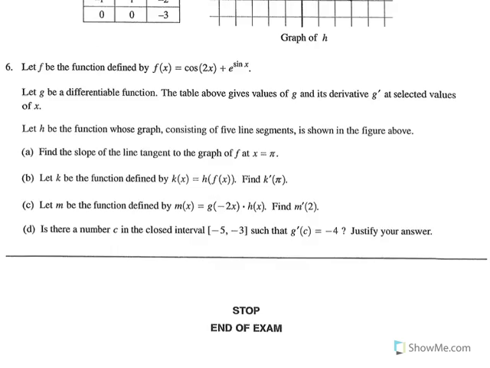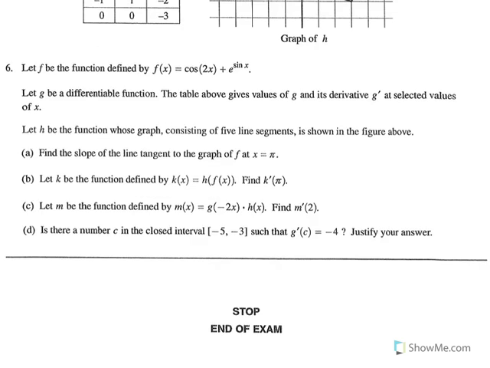Part C has a new function, m, defined by those two functions right there. Find m prime of 2. So what I see is a product rule. This is going to be u. This is going to be v. So it's going to be u prime.